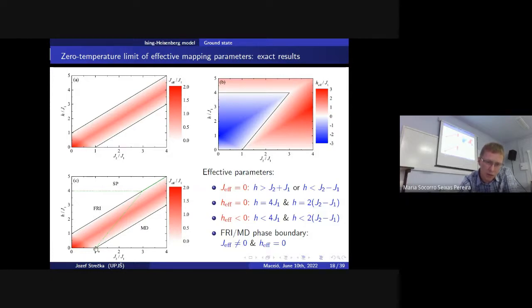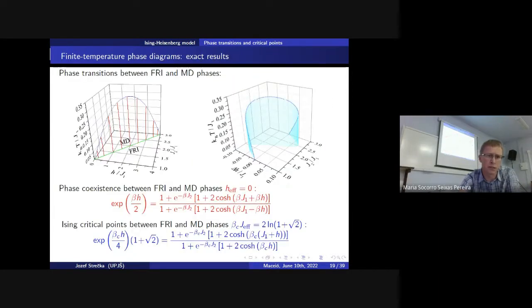And the only phase boundary which runs through this stripe with non-zero effective coupling is the one between the ferrimagnetic state and the monomer dimer state. For spontaneous ordering, we need non-zero effective field. But if we want to have a phase transition, we have to have zero effective field. That's exactly what we have, because along this line we have zero effective field. So this is already indirect proof of what I told you, that this mathematical solution corresponds to the phase transition between the ferrimagnetic state and the monomer dimer state.